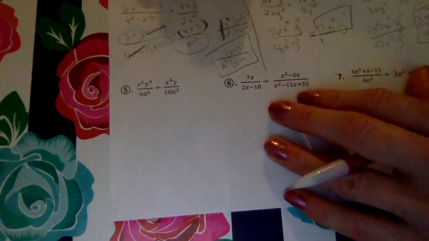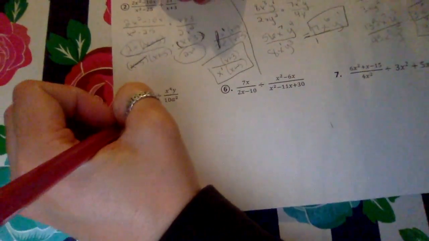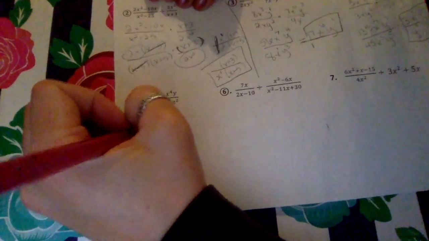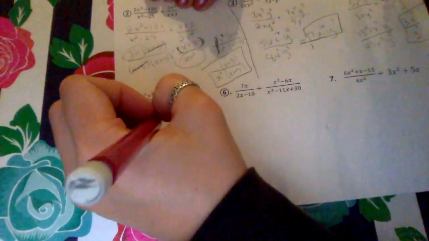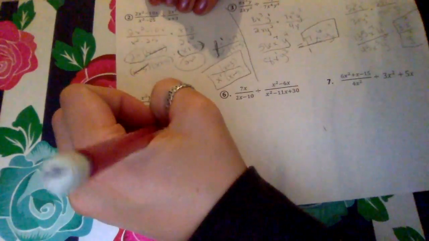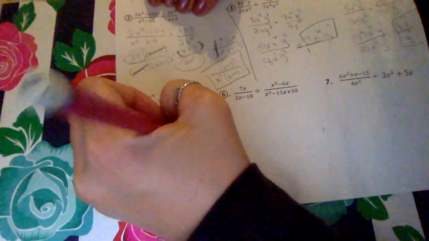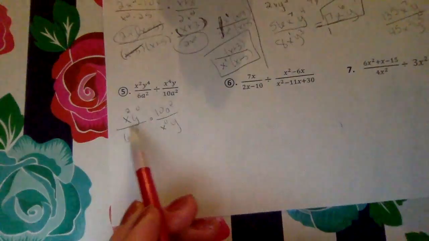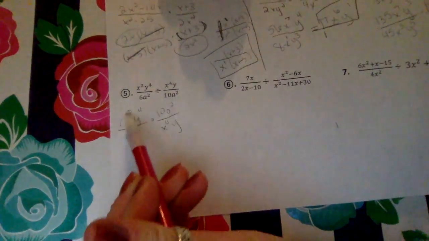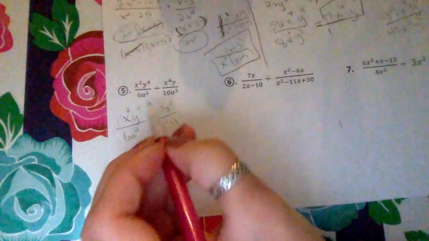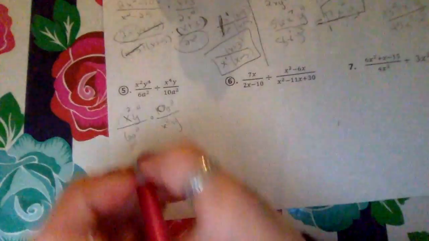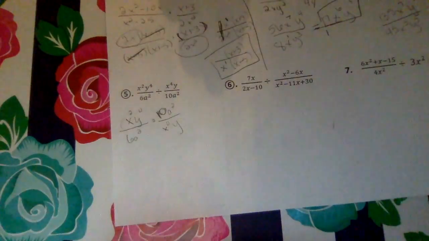Alright, last row. So keep, change, flip. Keep the first fraction, change to multiplication, and flip the second. Okay, now we're going to multiply right across, and when we multiply, there's really nothing that happens except I'm going to write the number, the 10, out front, just because the number usually comes out front. I want everything to line up. But there's really nothing that combines.